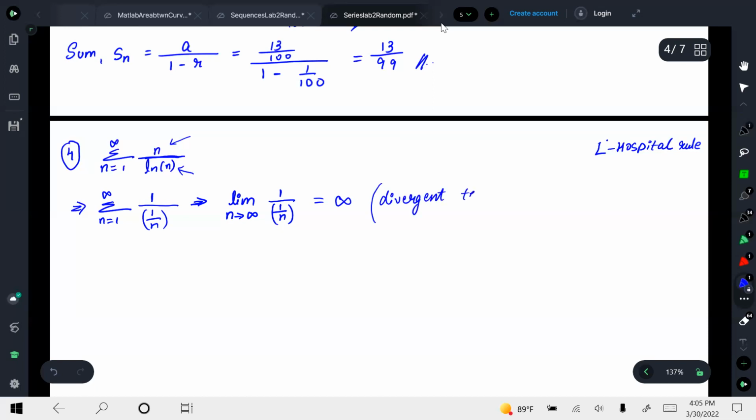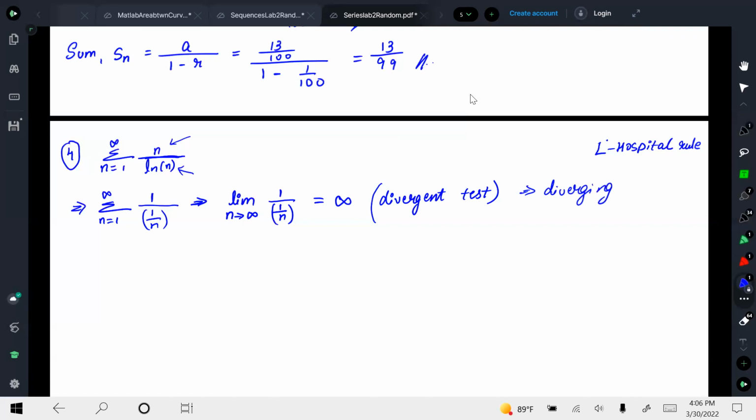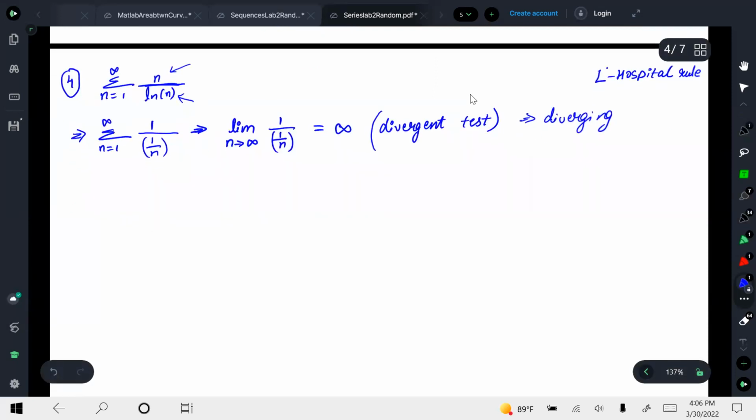Divergence test. Okay. Now, since the limit, or the sequence, is tending to infinity, what does that mean? Is it converging or diverging? Good. It is diverging. See, very simple. That's how you apply the divergence test and prove it is diverging. Okay. That is the fourth type.